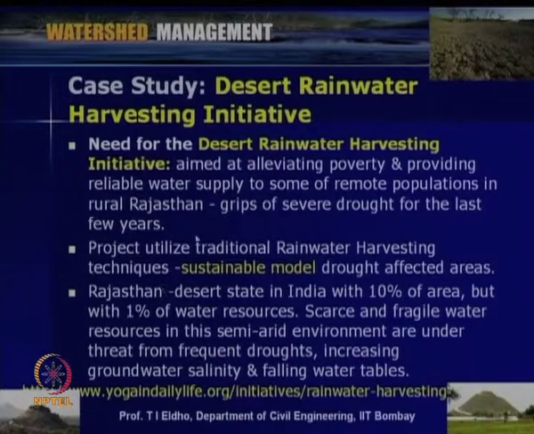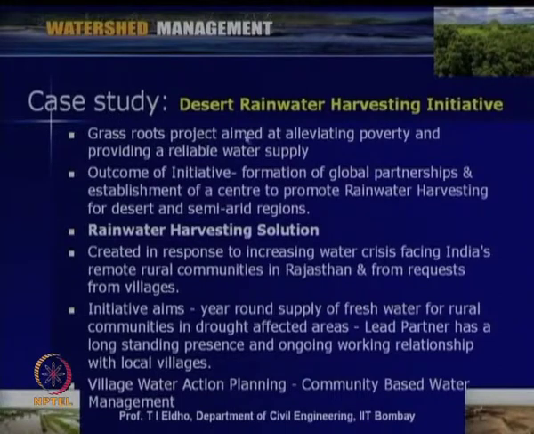Here the NGO is concentrating upon rainwater harvesting measures in the particular area. These are grassroots projects aimed at alleviating poverty and providing a reliable water supply. The outcome of the initiative involved the formation of global partnerships and the establishment of a center to promote rainwater harvesting.